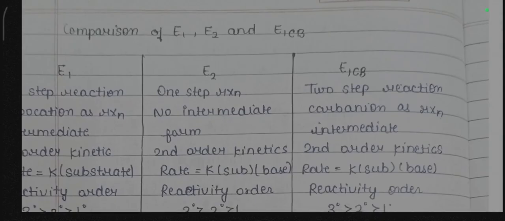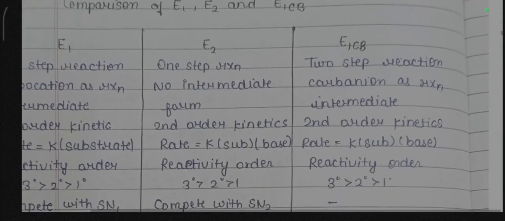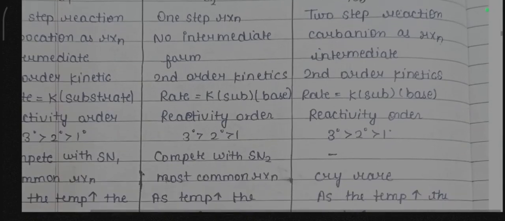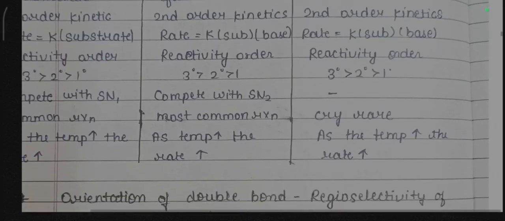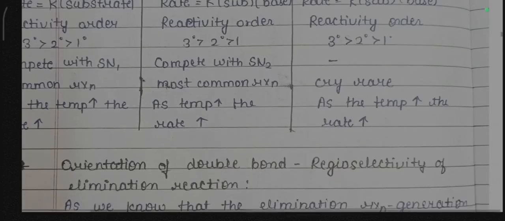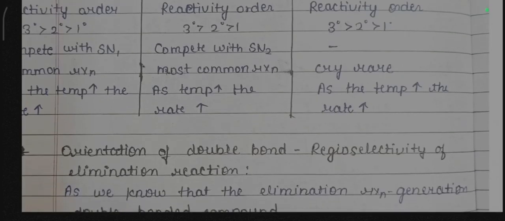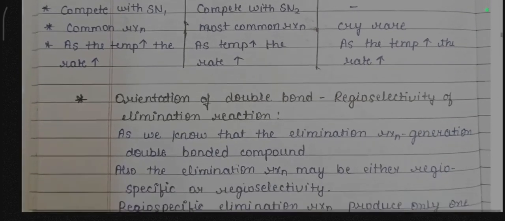E1cB reactions. This is a two-step reaction. Carbanions act as reaction intermediate. These are second order kinetics. Rate equals k[substrate][base]. Reactivity order is tertiary greater than secondary greater than primary. They are very rare. As the temperature increases, the rate also increases.